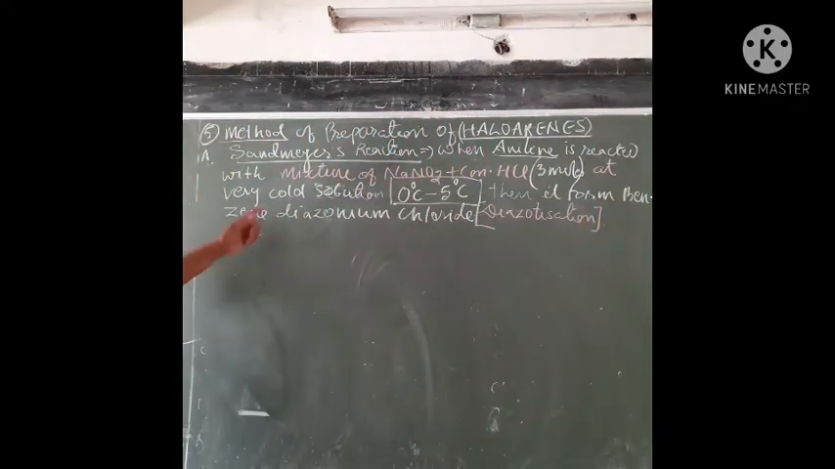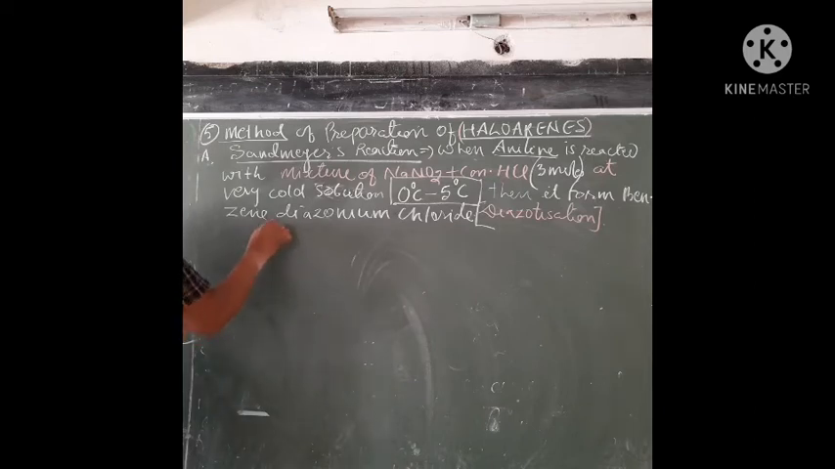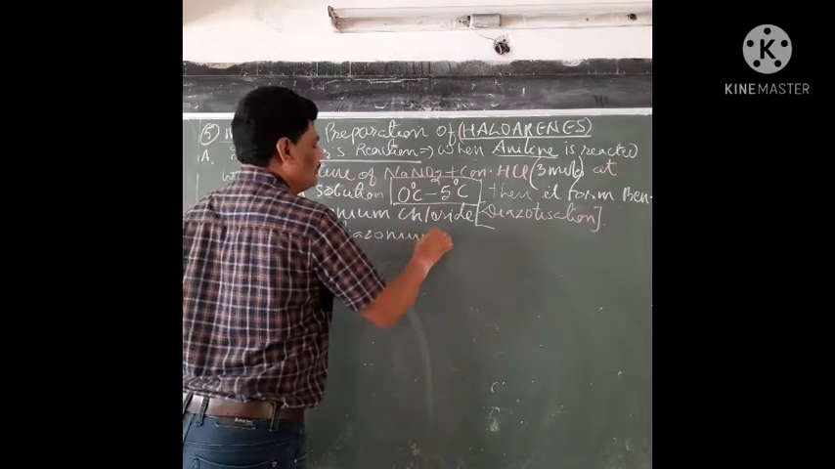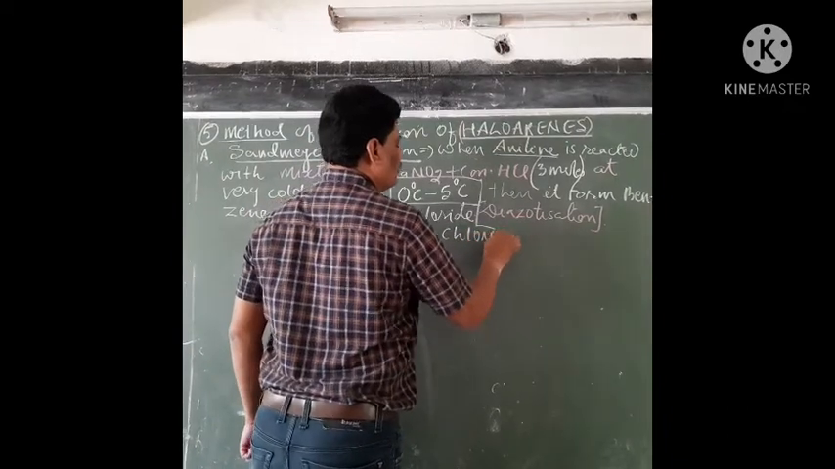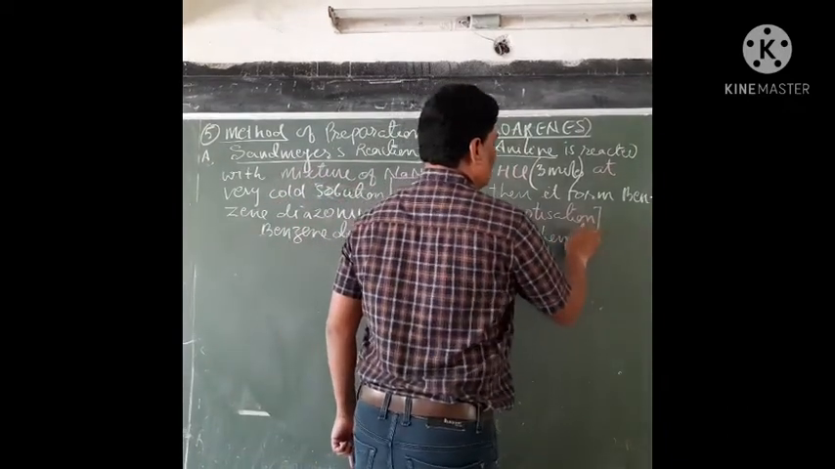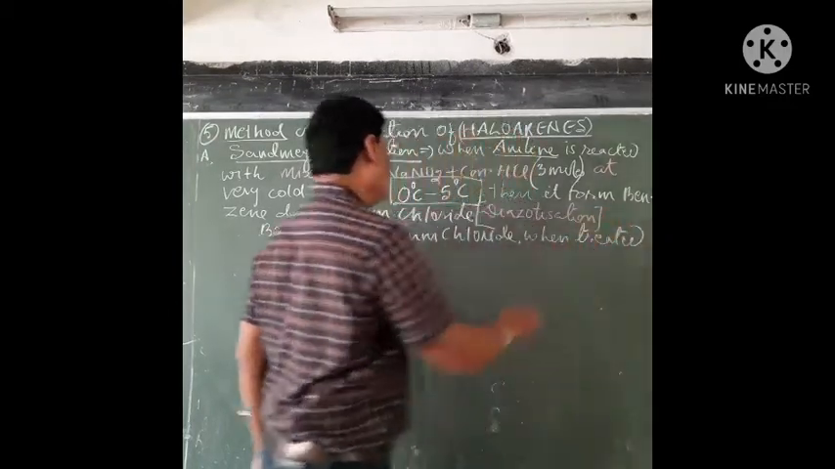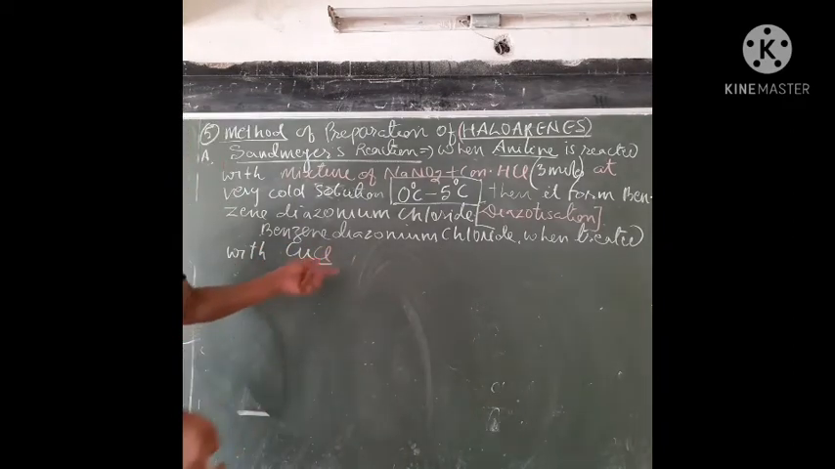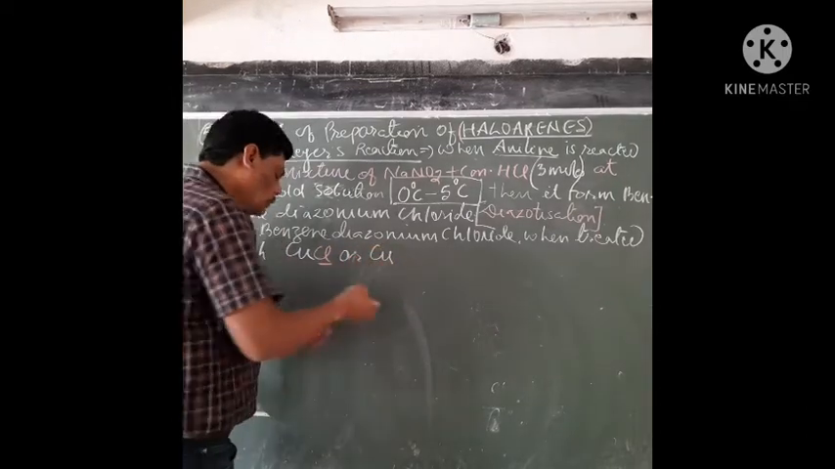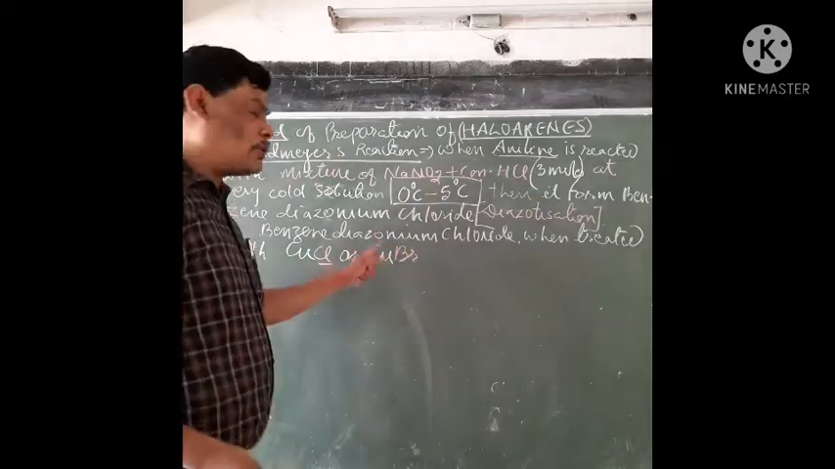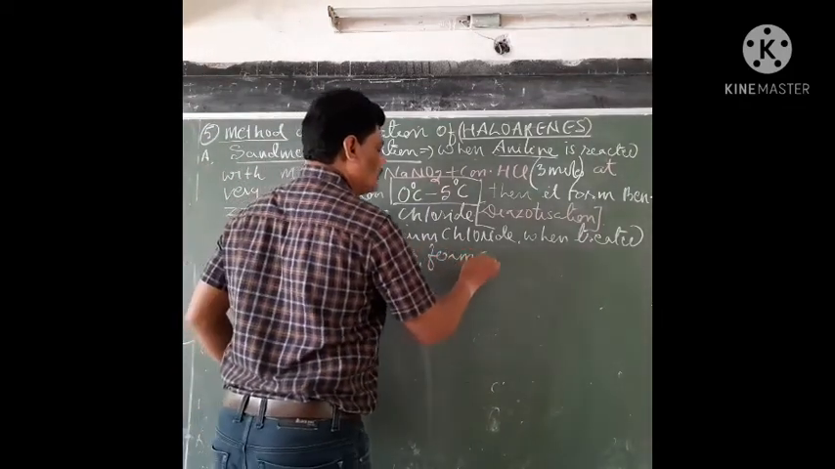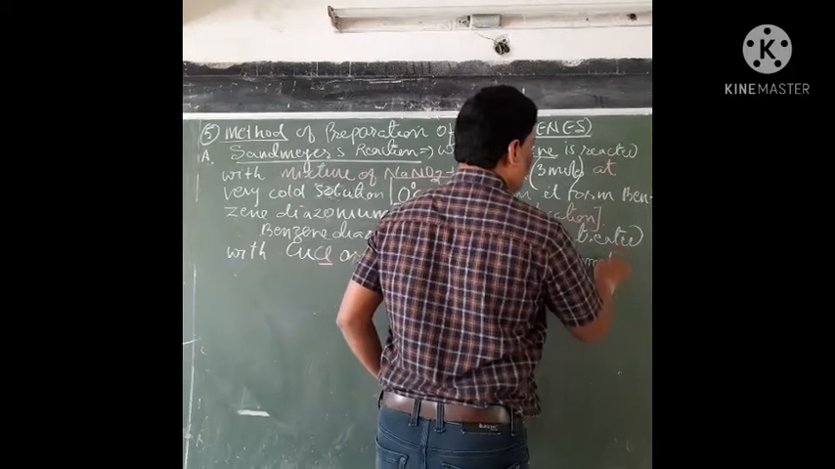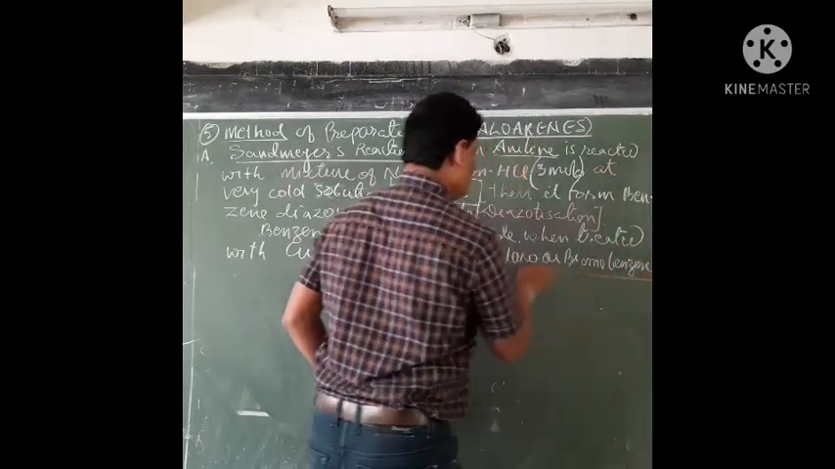So first, it is for benzene diazonium chloride. Benzene diazonium chloride, when prepared with CuCl, prepares chlorobenzene, or with CuBr prepares bromobenzene. Okay, it forms chlorobenzene or bromobenzene. Therefore, it is the most important reaction.